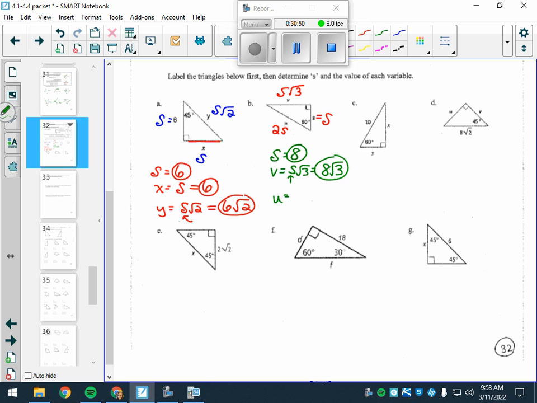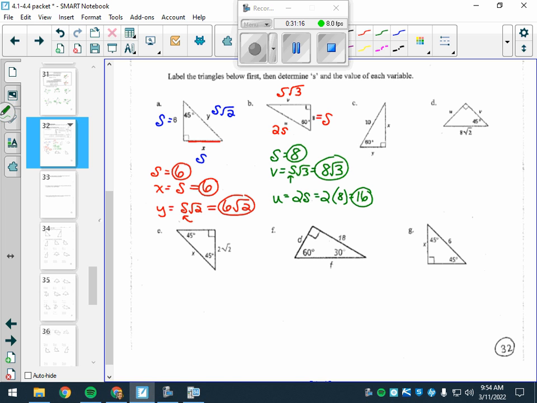And u equals 2 times s. So that's 2 times 8, which is 16. So our sides are 8, 8 root 3, and 16. That make sense? Okay.